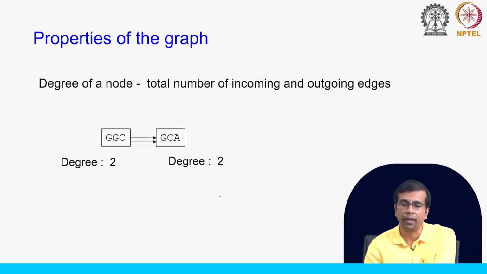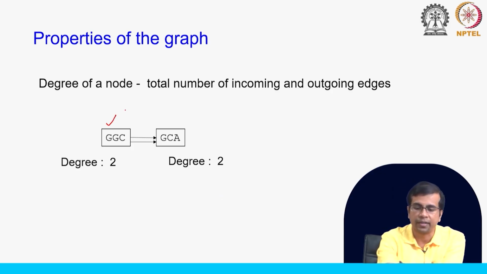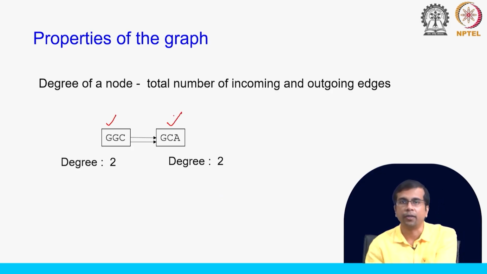The first term is the degree of a node. The degree of a node in a graph is defined by the total number of incoming and outgoing edges. If you take this small example here, we have the node GGC and another node GCA. The degree is 2 for both of them. For GGC, there are 2 connections going out, but no connections coming in. So, it is incoming plus outgoing, and the degree is 2. Similarly for GCA, you have 2 incoming connections but no outgoing edges, so the degree is again 2.